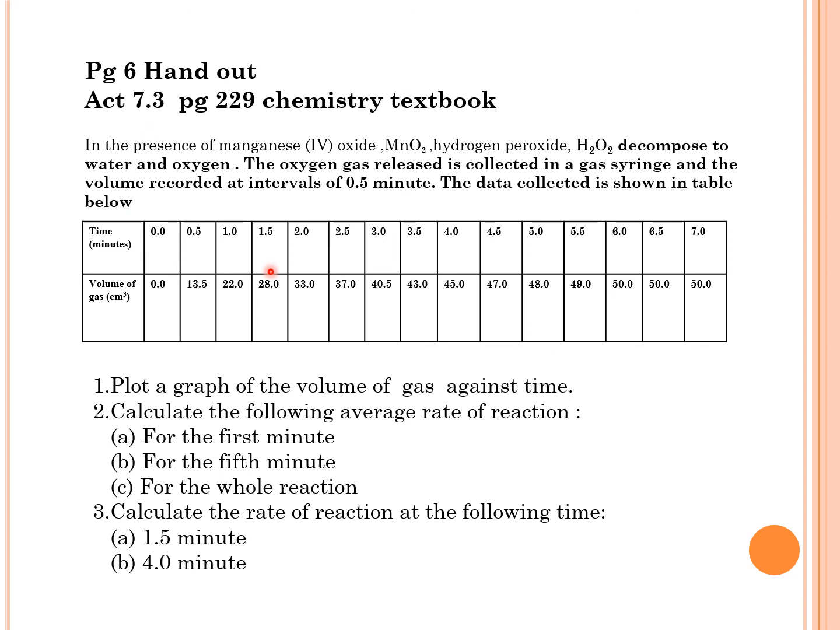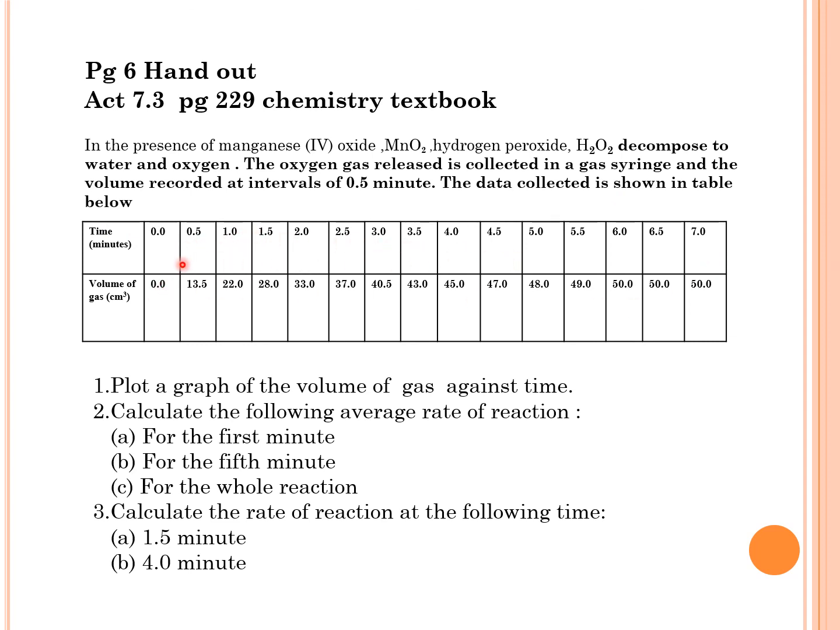Okay, apa yang saya nak awak buat ialah, kita baca soalan start. In the presence of manganese 4 oxide and hydrogen peroxide. Sorry. Oh, manganese 4 oxide is the catalyst, hydrogen peroxide is the main ingredients, memang satu je pun, decomposed water and oxygen. The oxygen gas release is collected in a gas syringe and the volume recorded at interval of half minutes. The data collected is shown in table below. So, bacaannya pada setengah minit. Which is 30 saat lah.